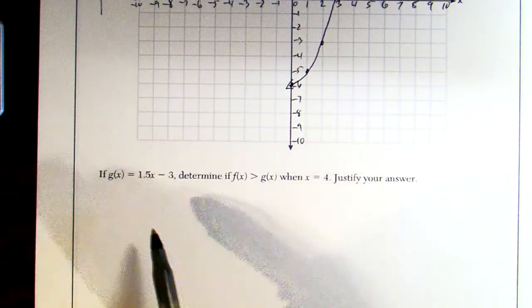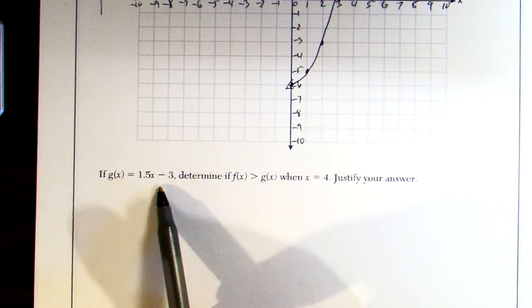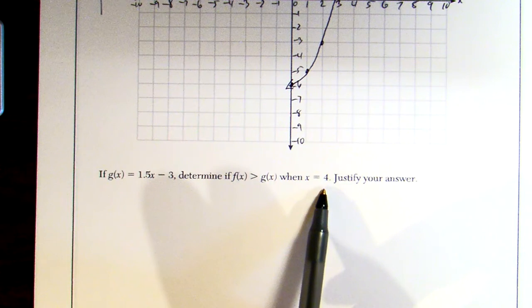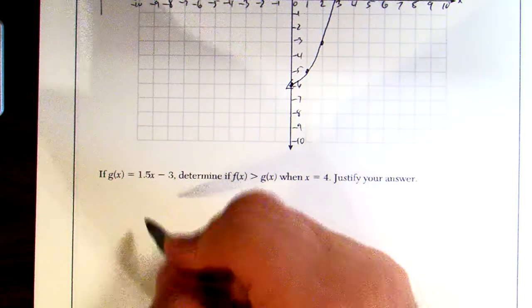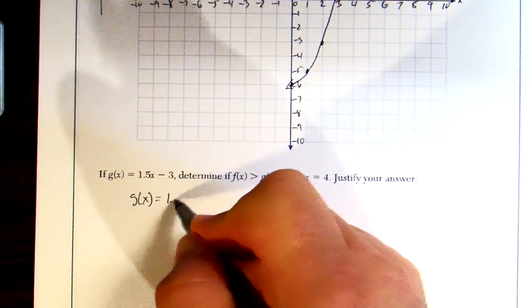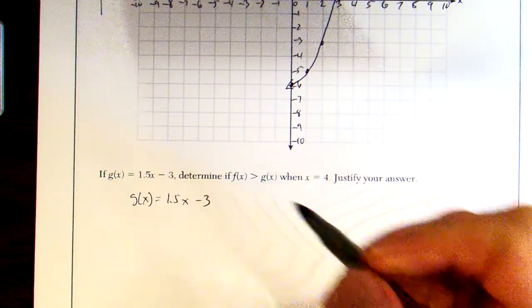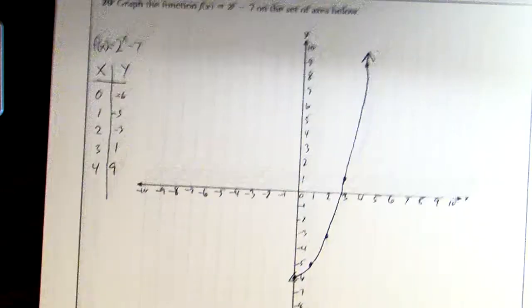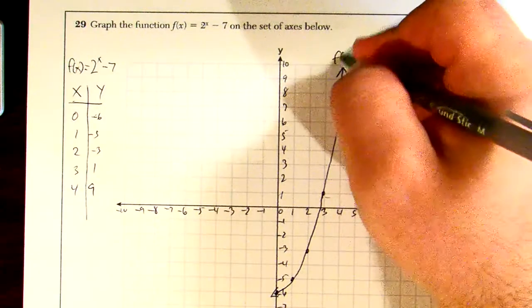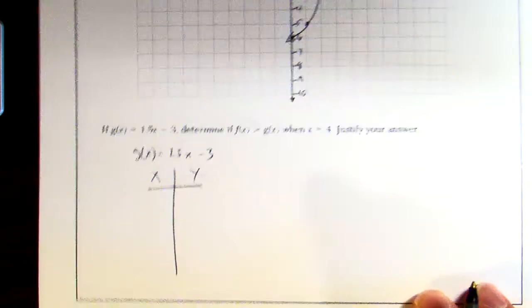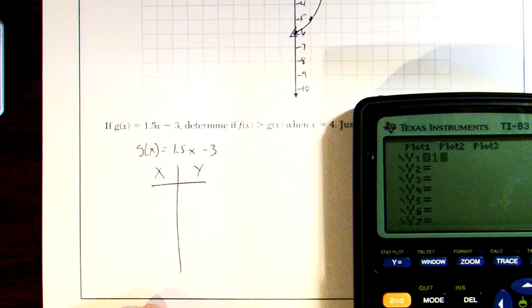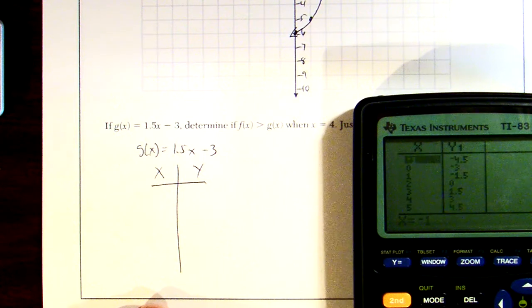Now it says if g of x is 1.5x minus 3, determine if f of x is greater than g of x when x equals 4. Justify your answer. Well, why not graph this one too the same way? So g of x equals 1.5x minus 3, xy chart. And just so that the reader of the graph knows that this is f of x, we could label that f of x. So y equals, clear that out, 1.5x minus 3, second graph.